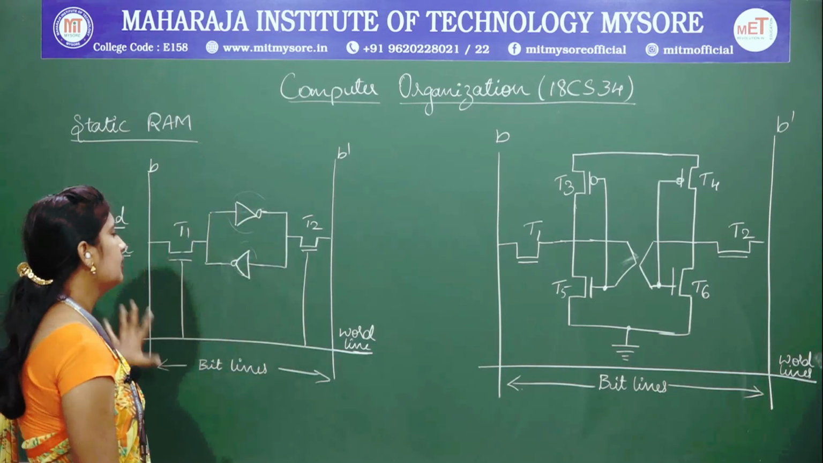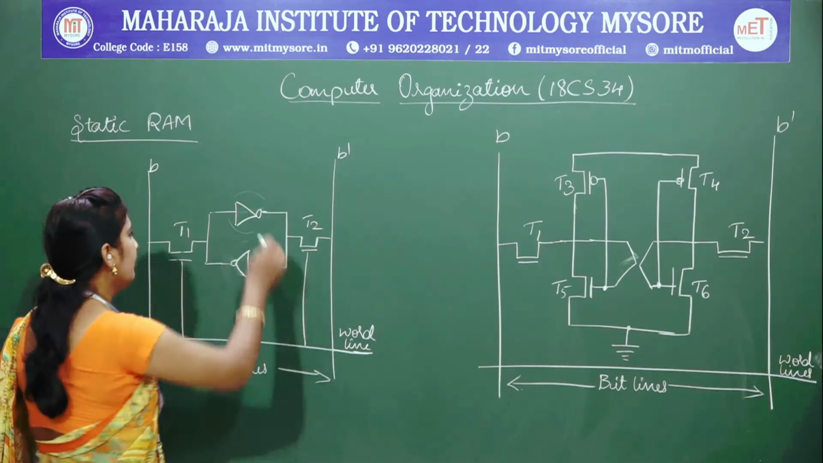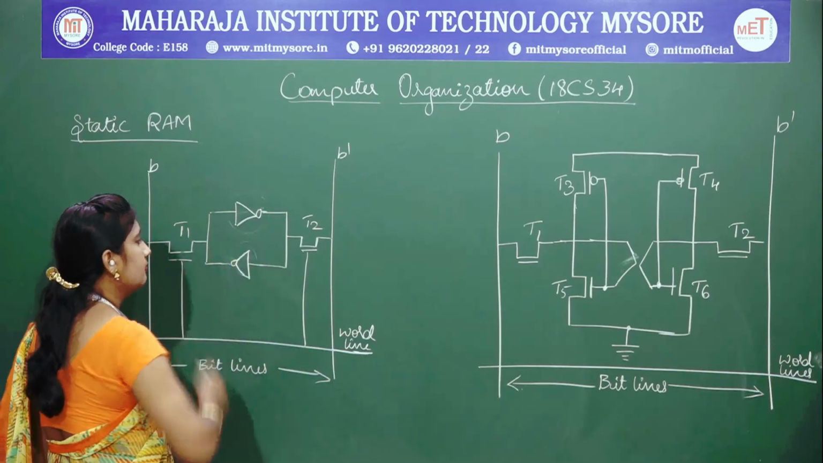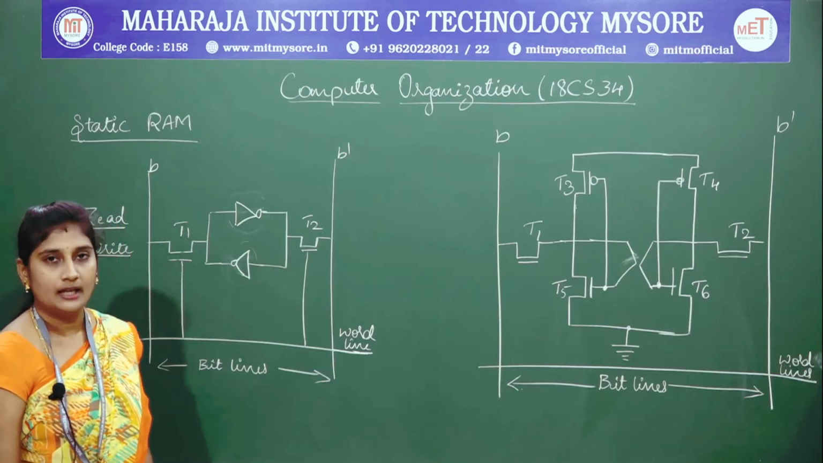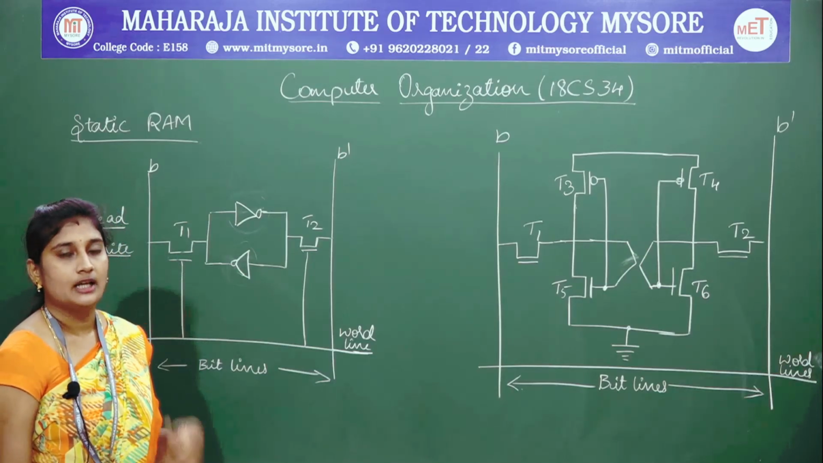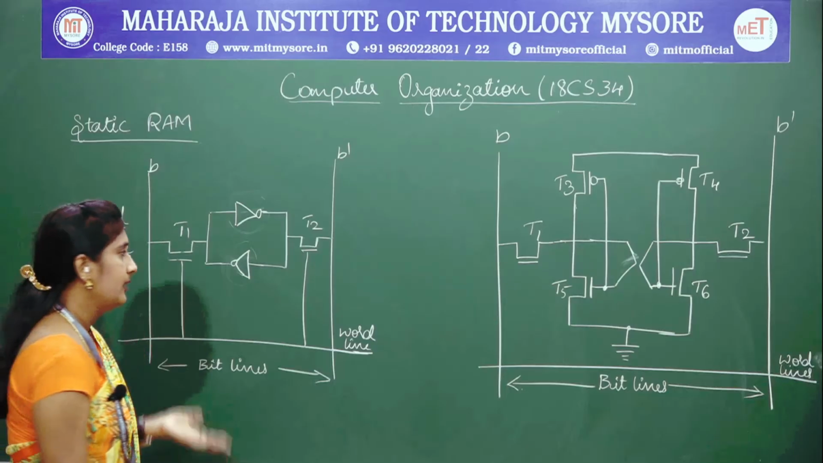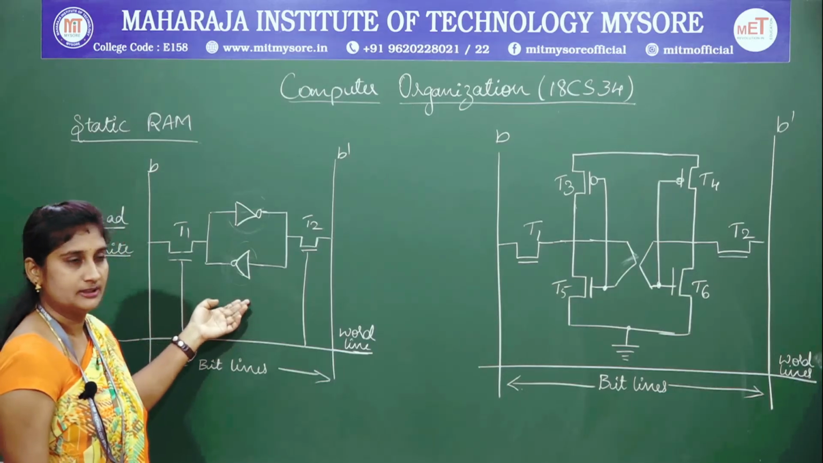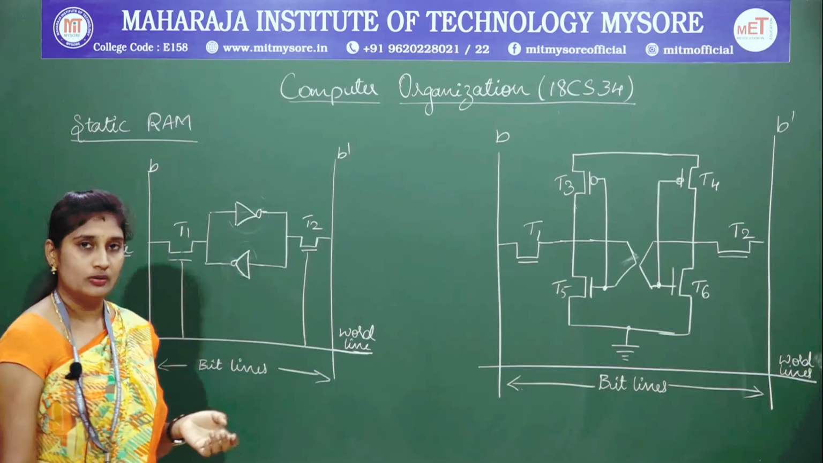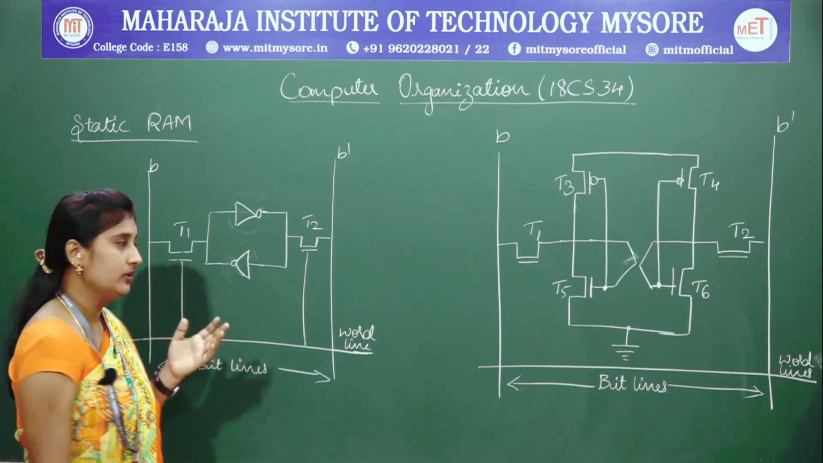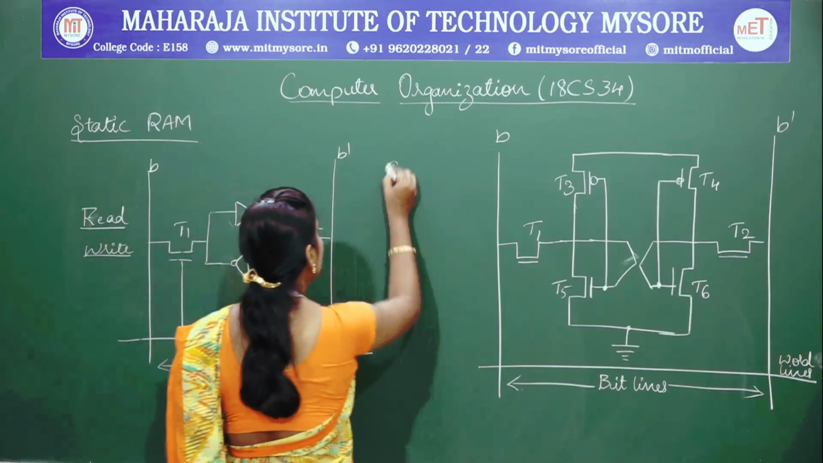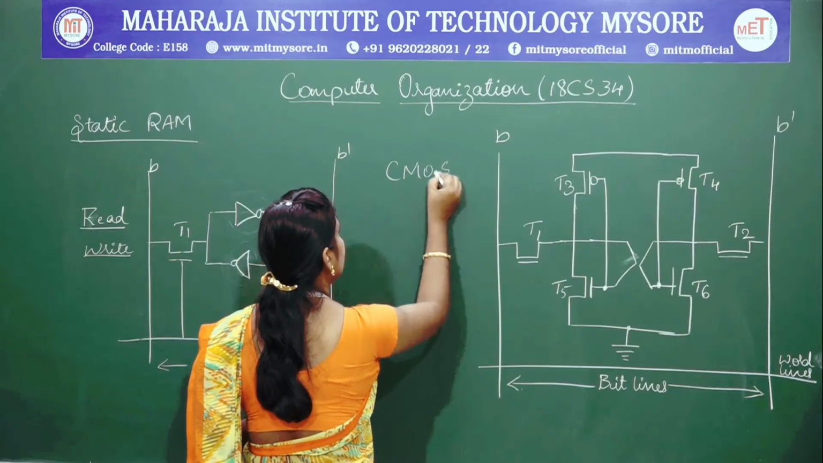So in these operations, the purpose or functionality of these two inverters can also be represented differently. You can carry out the same operation of the cell, which was carried out by two inverters, using your CMOS cell.